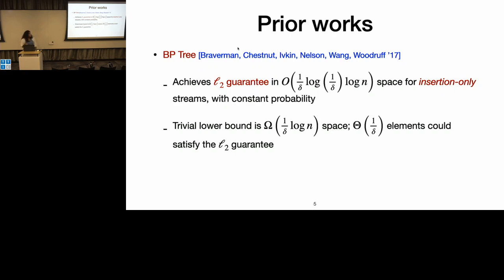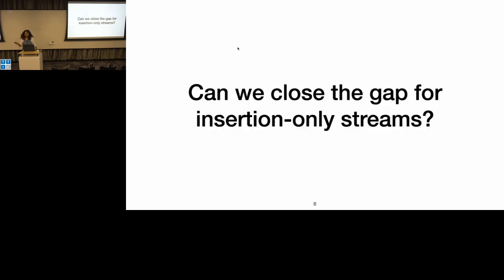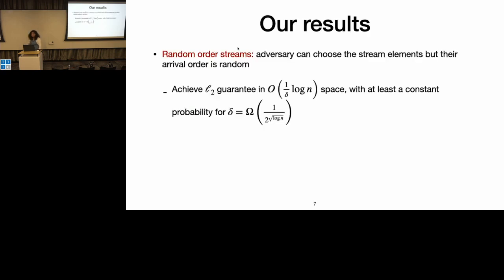Perfect. So that is the goal: can we close the gap for insertion-only streams? The gap is a multiplicative log 1 over delta factor, and that's what we're trying to shave. And we managed to do that for random order streams.